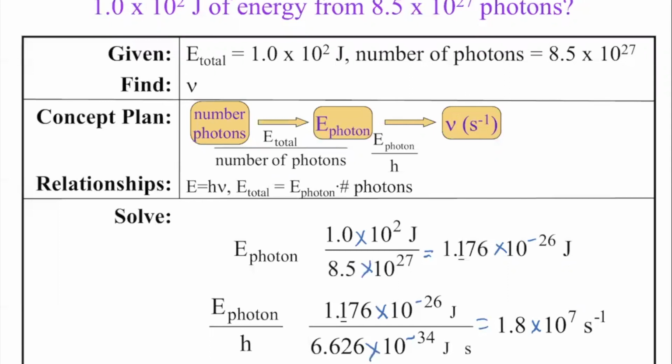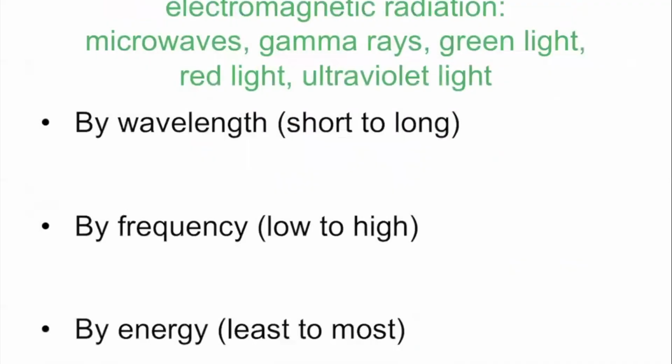Now let's give you some practice problems that do not involve math, involves knowing your spectrum. For example, order the following types of electromagnetic radiation: microwave, gamma rays, green light, red light, and ultraviolet, by wavelength. So you want to put short to long. Remember, short wavelengths are going to have more energy. Long wavelengths are going to have less energy. You can also arrange it by frequency or by energy. So take time, look at that electromagnetic spectrum and see if you can answer this question.